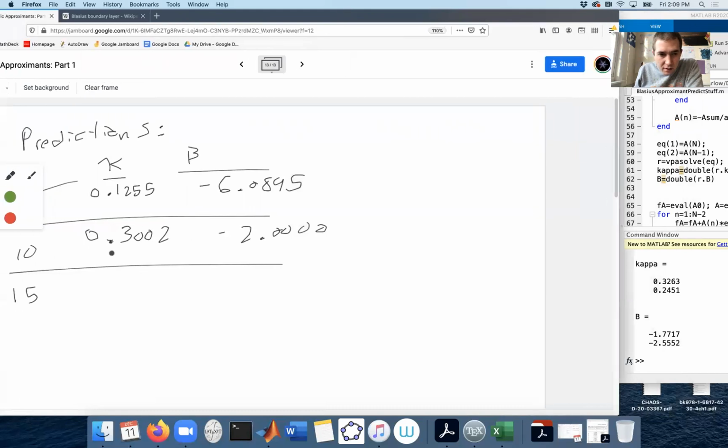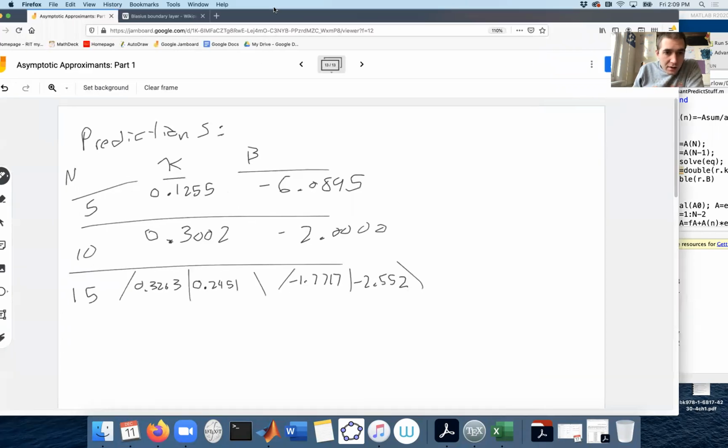I'll write down both roots here. Let's say, I'm just going to make a little box here. So we've got, on one hand, 0.3263, and then it also tells us that a possible root here is 2451. Okay, and over here, there's two possibilities. We could have either negative 1.7717 or negative 2.552.